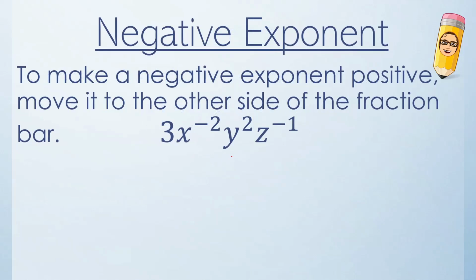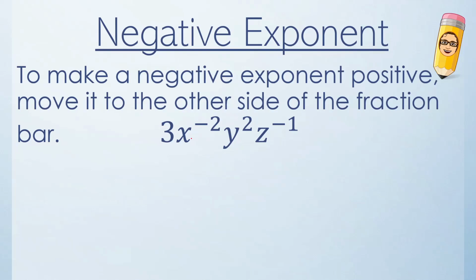The next one we want to talk about is the negative exponent. To make a negative exponent positive, because we don't want them to stay negative, it's not clean, we want positive exponents. We are going to move to the other side of the fraction bar. So if it's on top of the fraction, it's going to move to the denominator. If it's in the denominator, we're going to move it to the numerator.